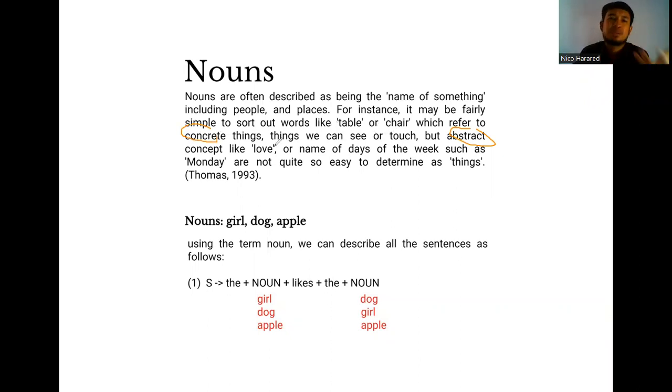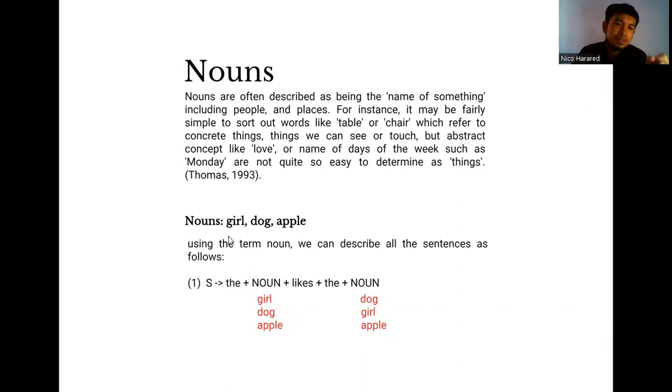An abstract concept is like love, something you cannot see but you can feel. Or even Monday. Monday is one of the abstract nouns. And for your knowledge, you know that a noun is like girl, dog, apple, or something like that.